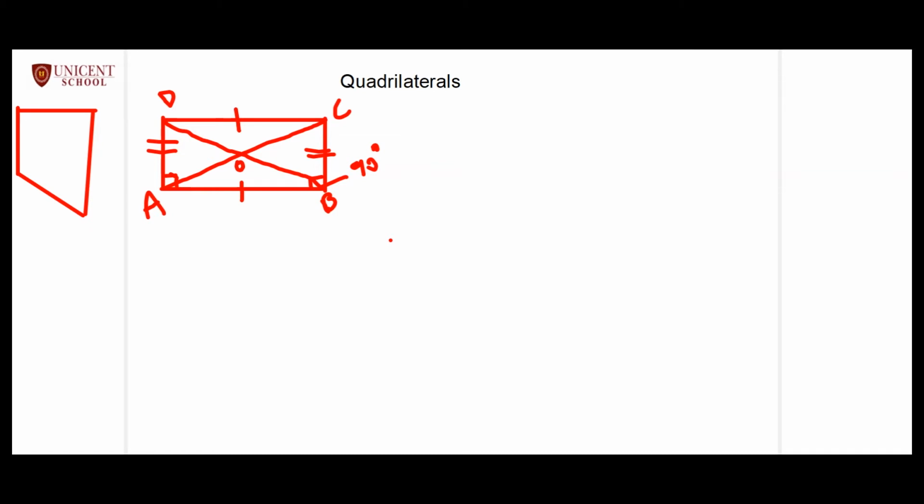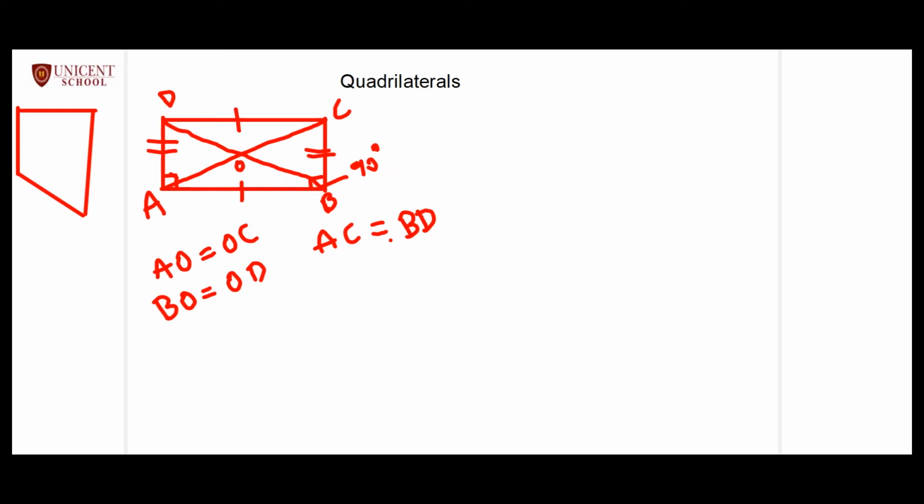Let us study how these diagonals are. The diagonals of a rectangle bisect each other, meaning AO is equal to OC, BO is equal to OD, and the length of the diagonal AC is equal to BD. So these are the properties of a rectangle.